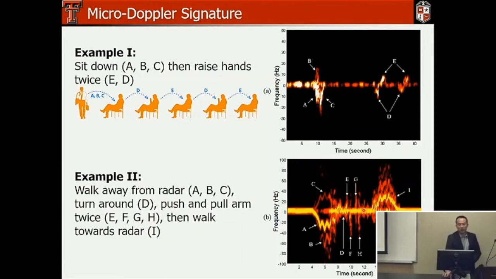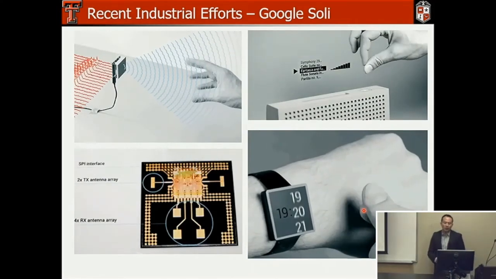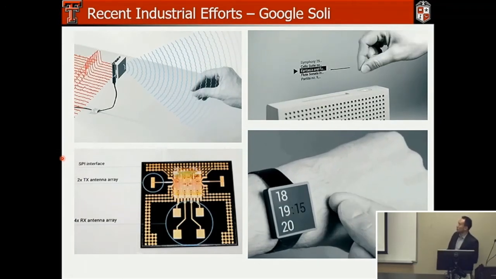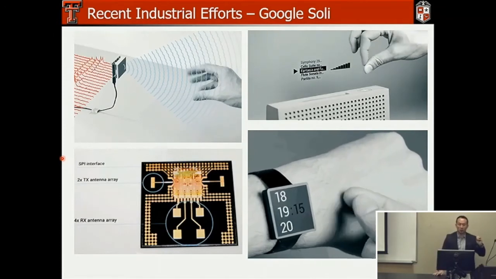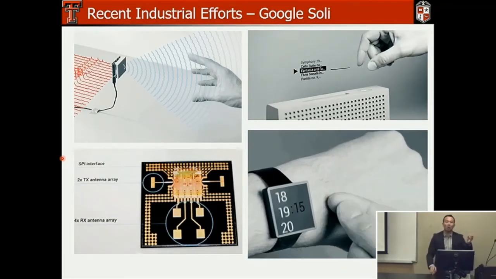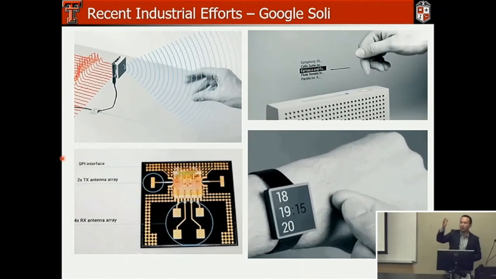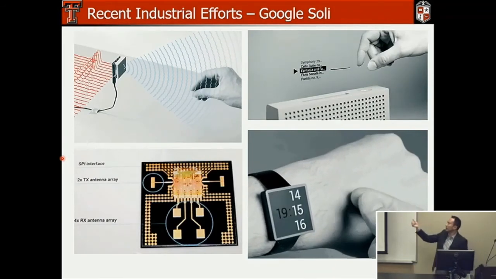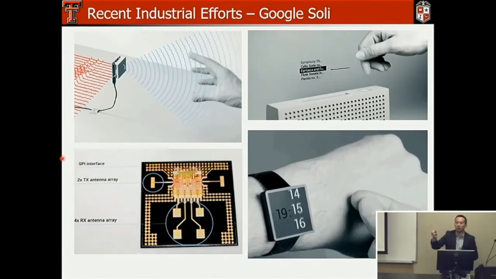Okay? Based on a similar concept, the industry is actually making a lot of efforts. So here shows an example. This is done by Google, and they established a team called Google Soli. Their idea is they're going to use 60 gigahertz or even higher frequency millimeter wave radar with very high resolution to look at the hand movement, the movement of fingers.